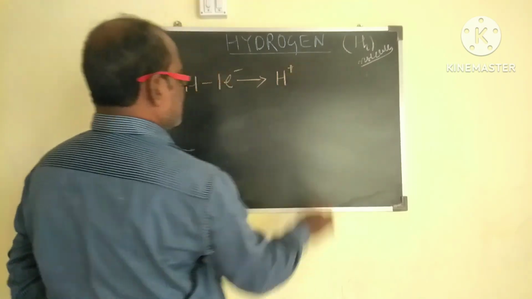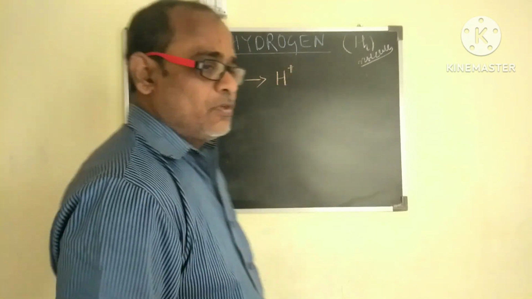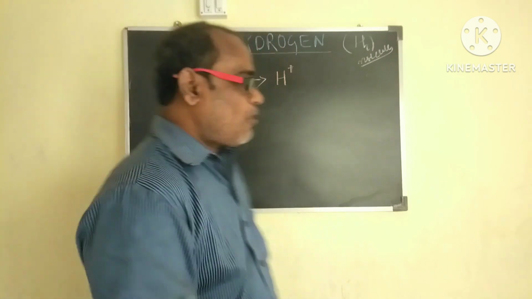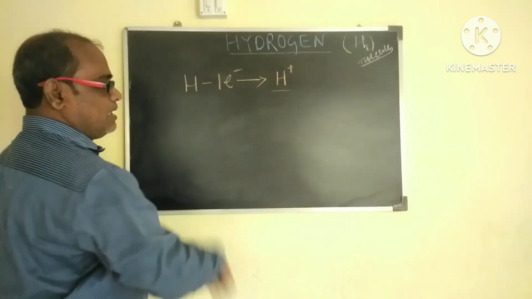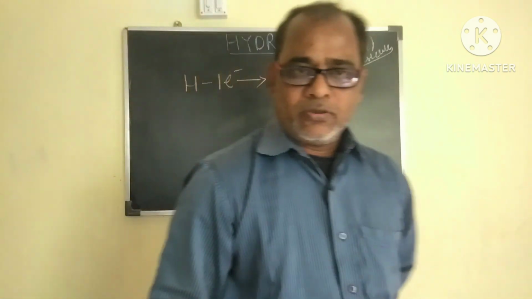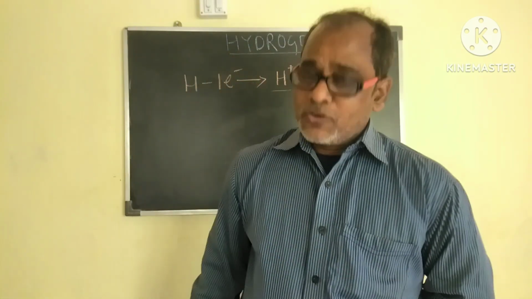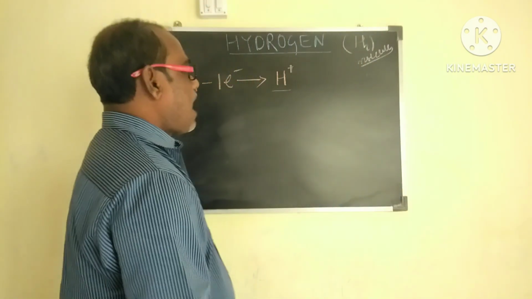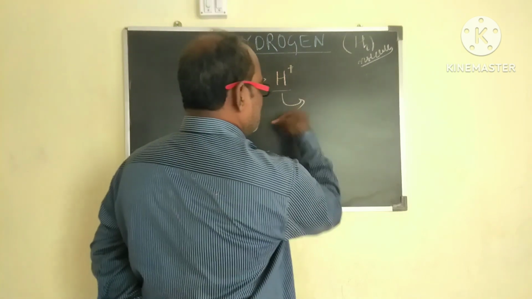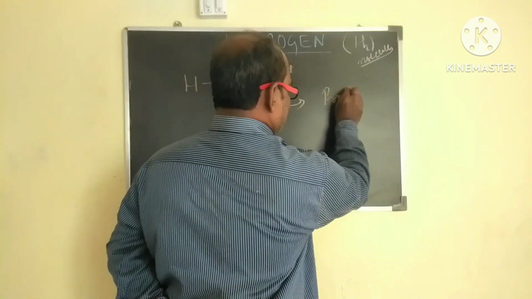It becomes a cation. This cation has no electron, only one proton is there, there is no neutron. So a hydrogen ion is also said to be a proton.